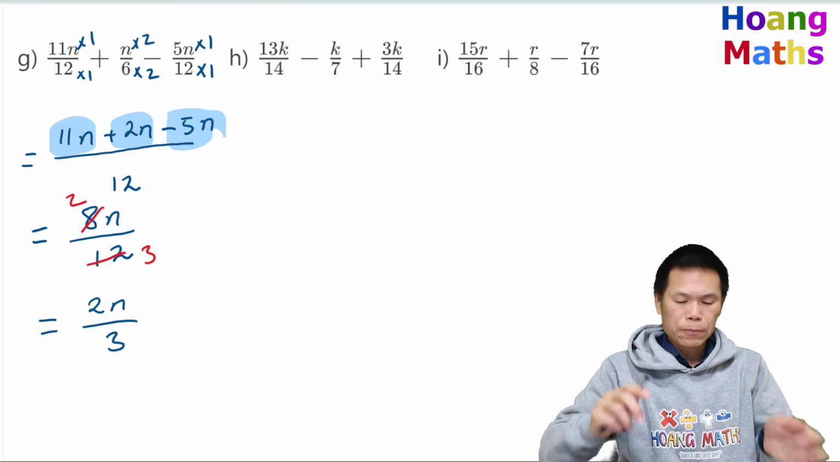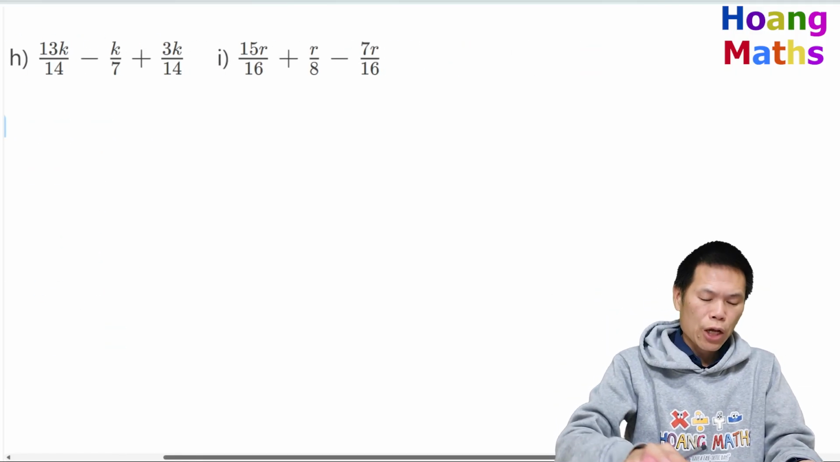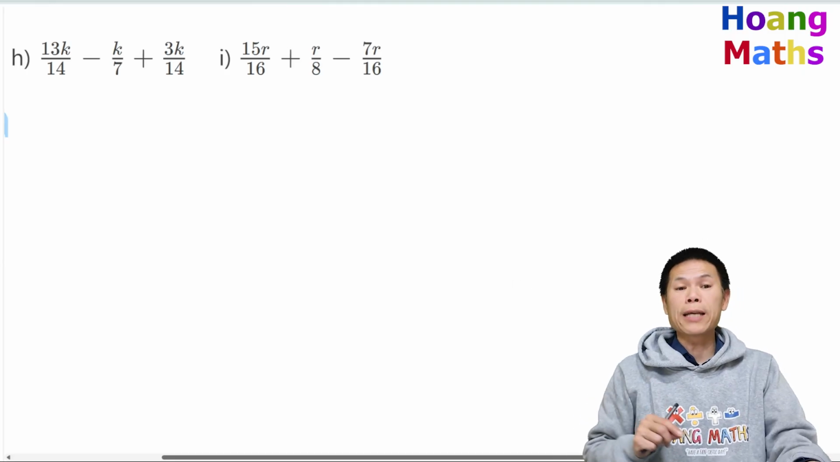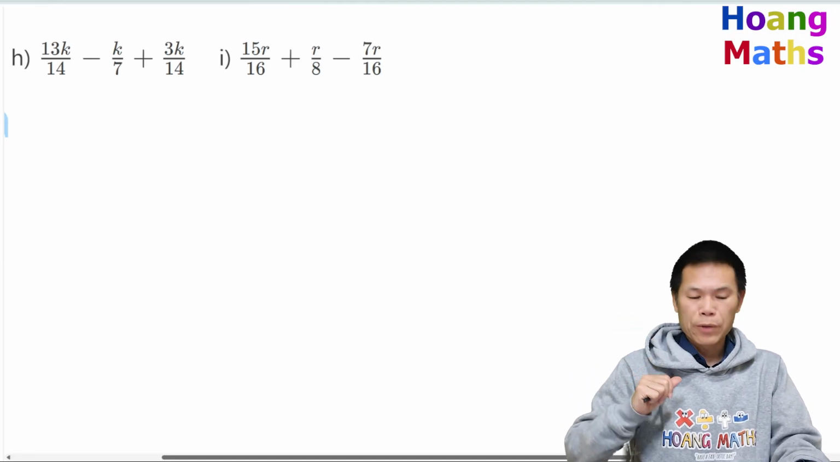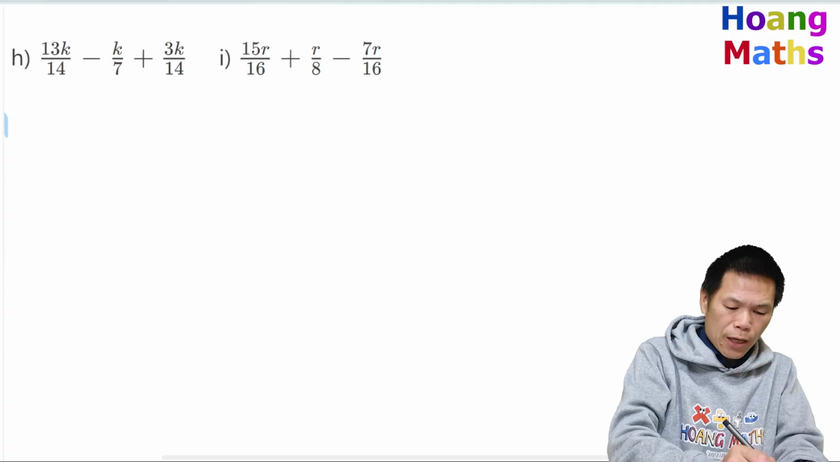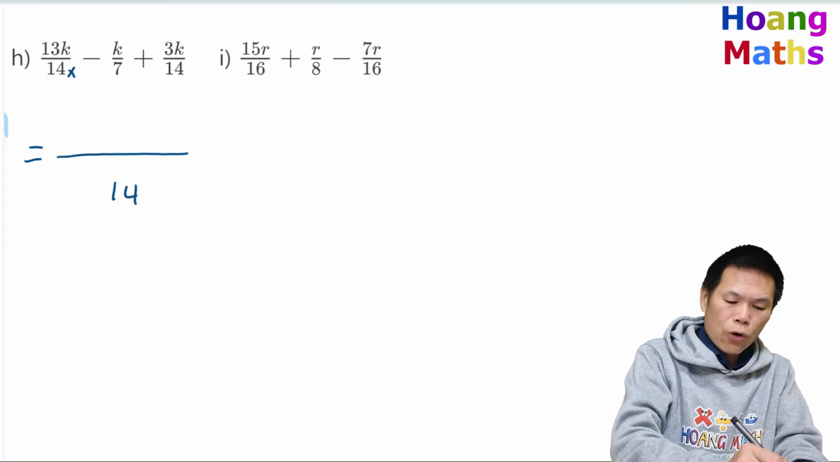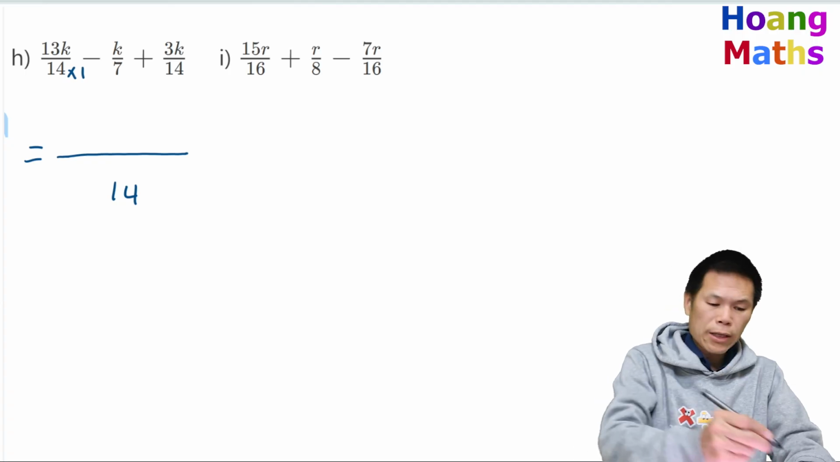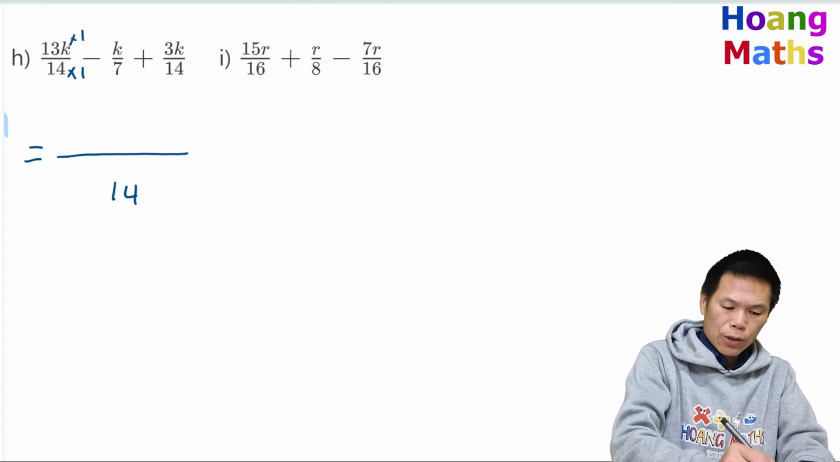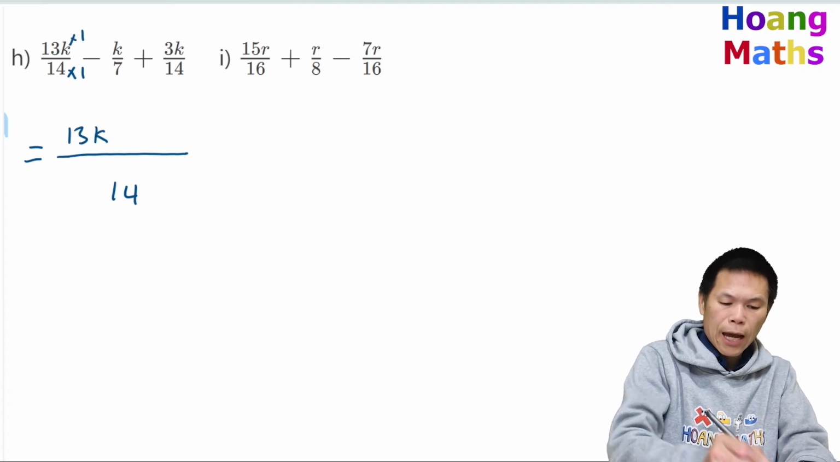There you go. Part H. So the common denominator is 14. Okay, so let me just write this down. That is equal to 14. So from 14 to 14, I times by 1. So this times by 1. So that gives me 13k.